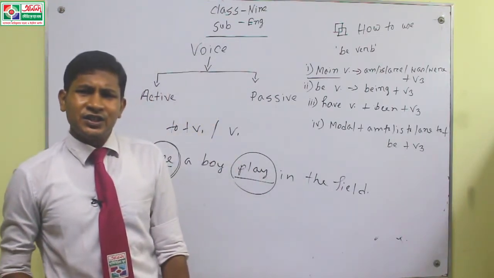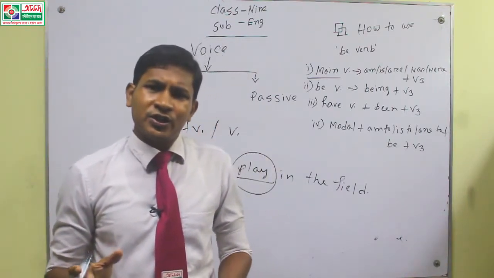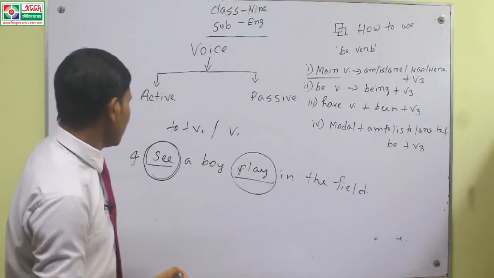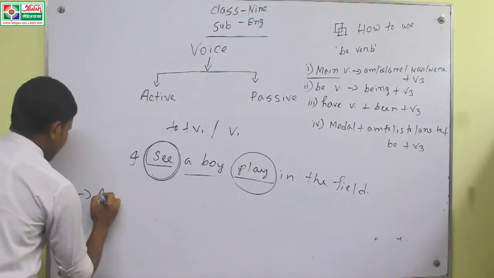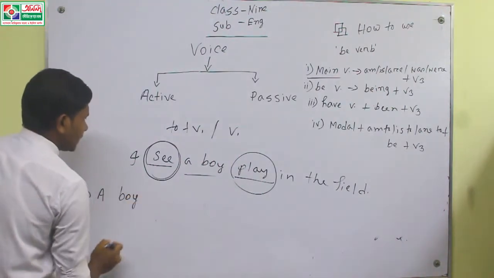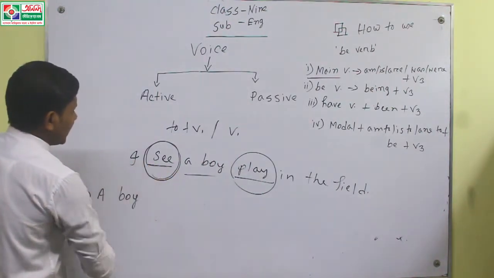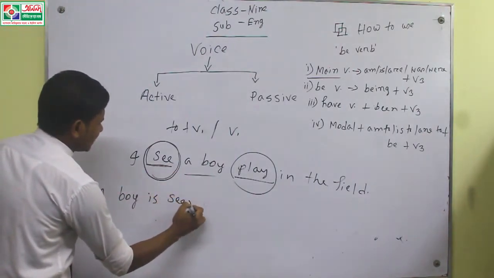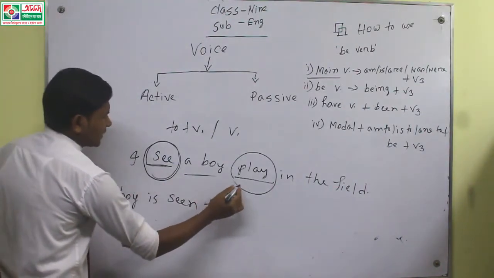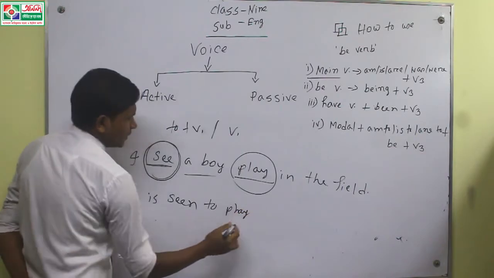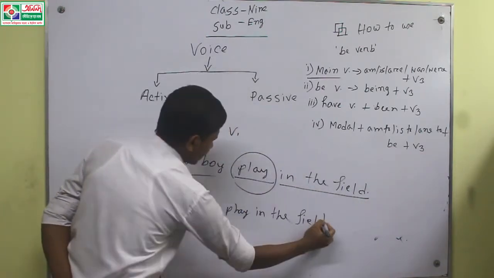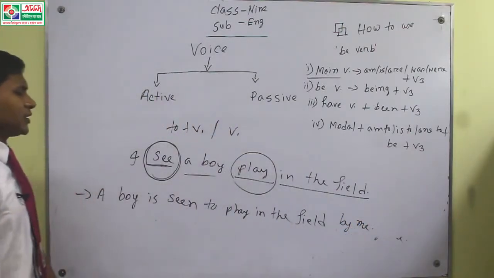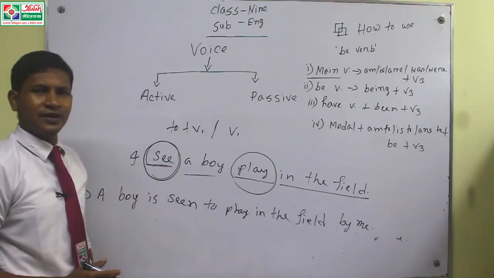When we change it into passive voice, we use to before the second verb. For example: A boy, then according to subject verb agreement we use is, then seen, then to plus the second verb play, then the extension in the field, then by, then the objective form of I, which is me. Do you understand?